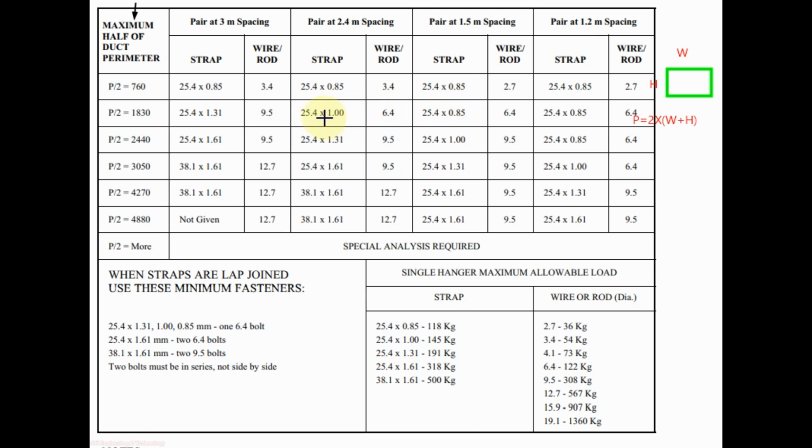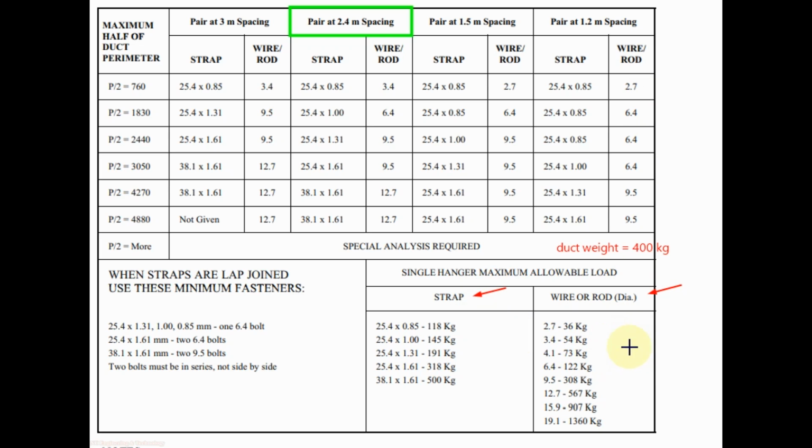If you are using spacing 3 meter between two duct support, then you have to select the rod diameter from this column. If you are using spacing between two support 2.4 meter, then you need to select the rod diameter from this column. If you are using the spacing between two duct support 1.5 meter, then you can select the rod diameter from this column. And if you are using 1.2 meter spacing, then you need to select the rod diameter from this column or strap size from here.